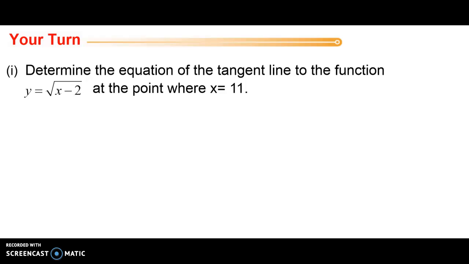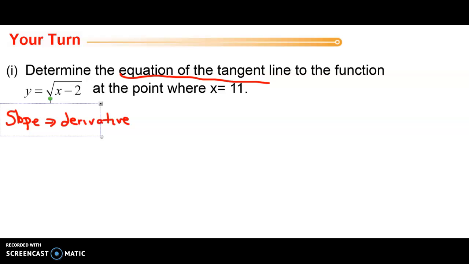This is the Your Turn number 1 in section 4.4. This question is asking us to determine the equation of the tangent line to this function y equals the square root of x minus 2 at the point x equals 11. So we know how to determine the slope of the tangent line. We are going to calculate the derivative.